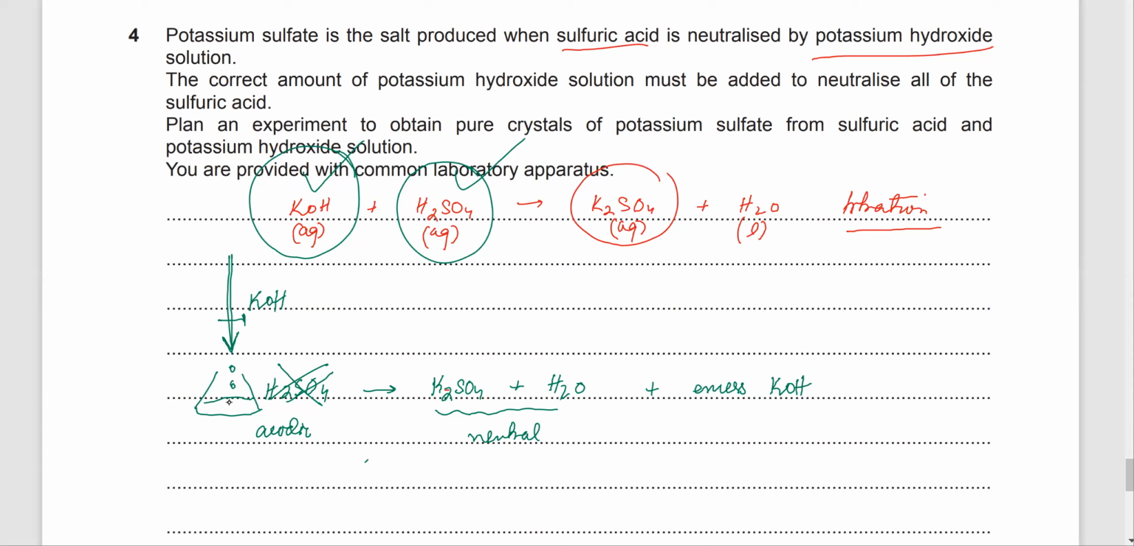So there's going to be excess KOH, which is a base, and the solution would turn basic. We don't want this to happen. We don't want to add excess KOH. So this is the point where we actually try to stop the titration.